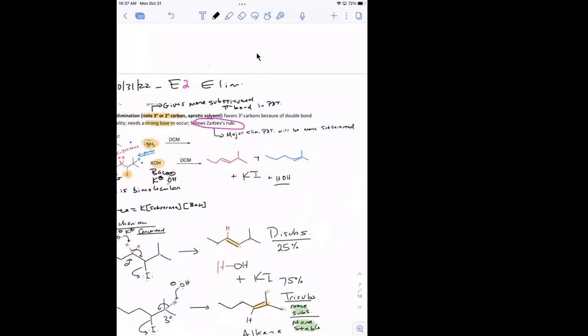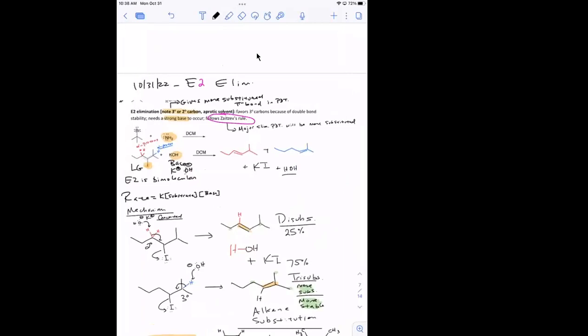All right, let's talk about the stability part, and then we're going to come back and talk about the transition state and the energy diagram. We've already talked about the rate law. We know it's bimolecular, so we know that it's a two-term rate law.